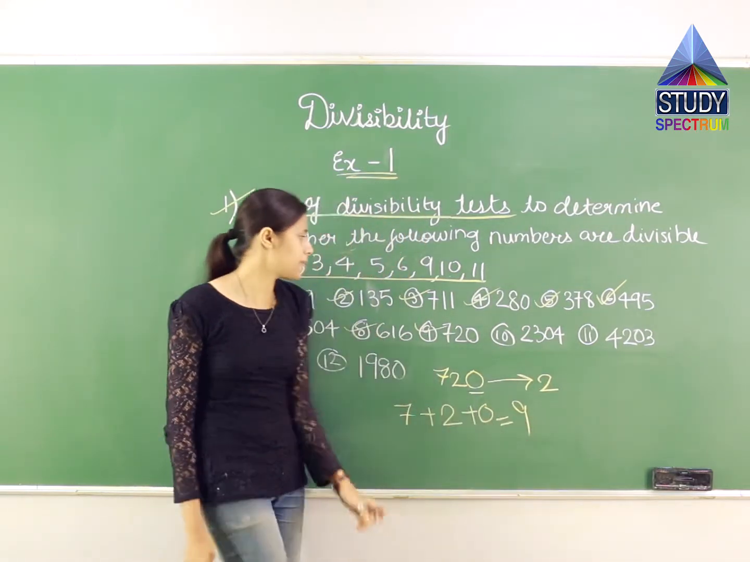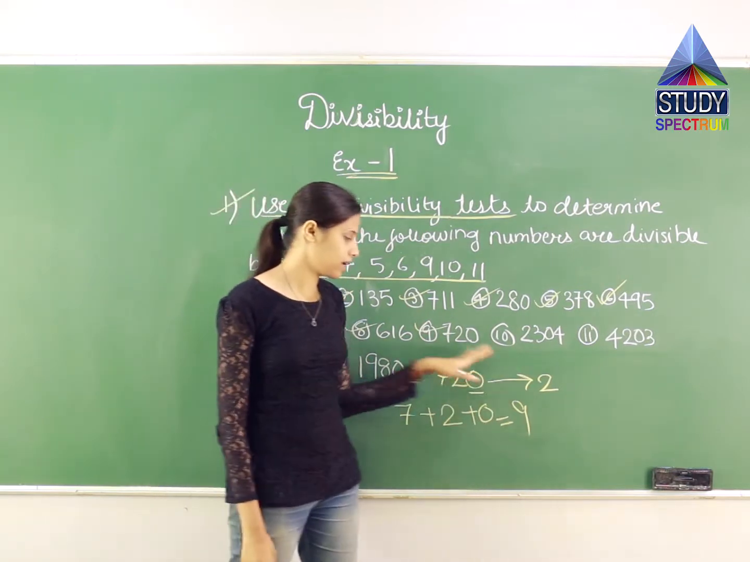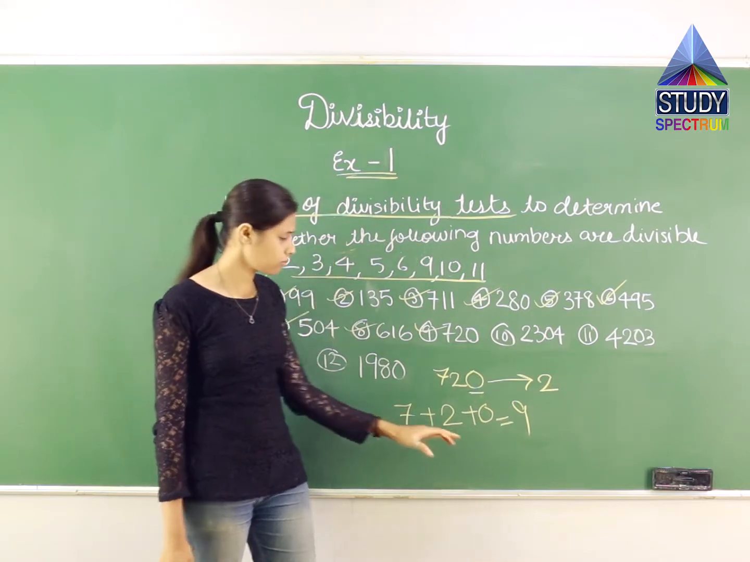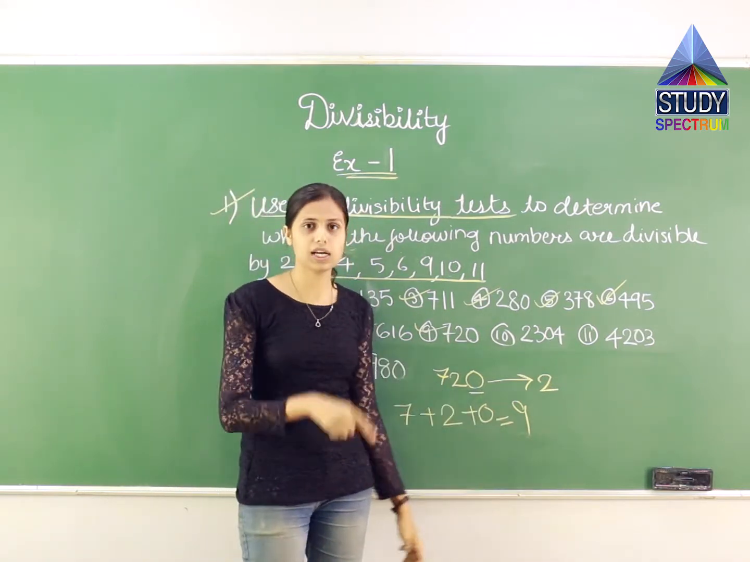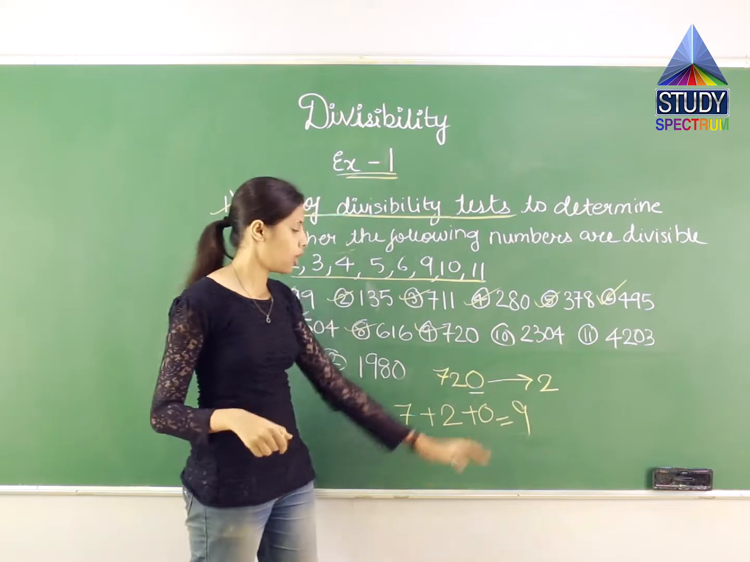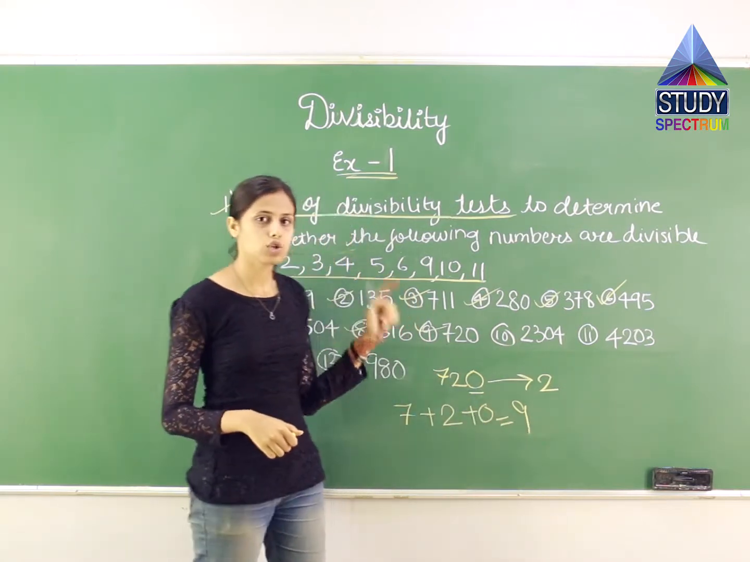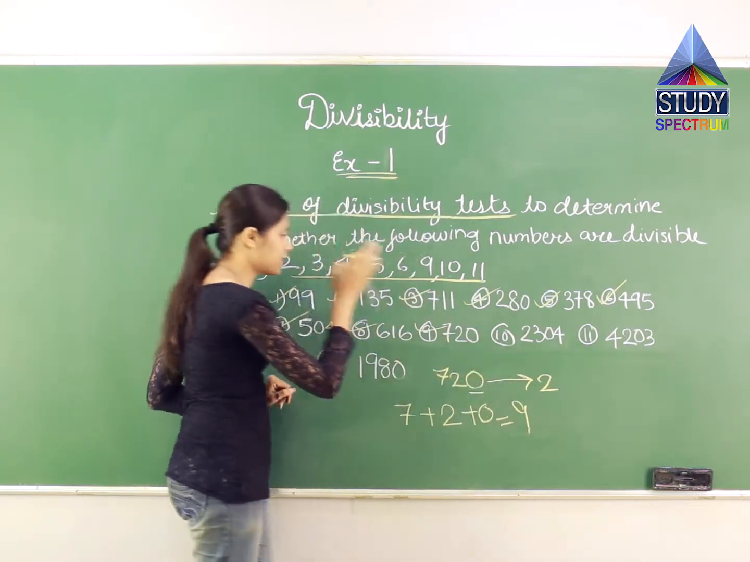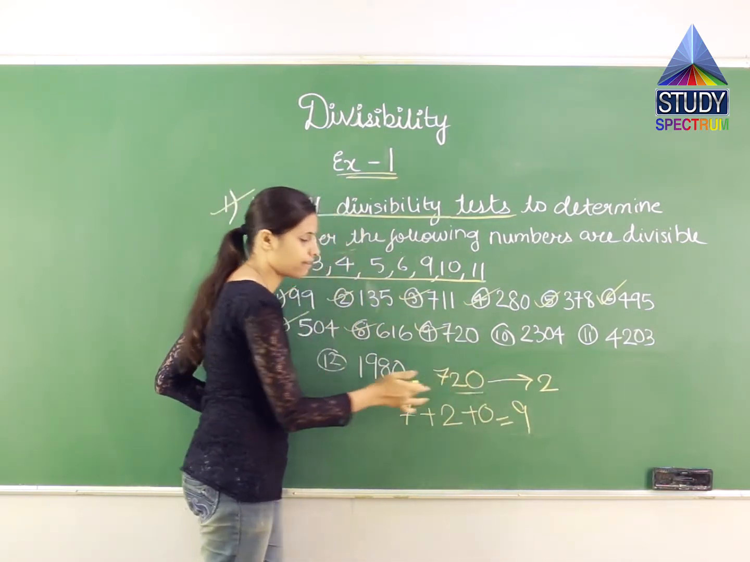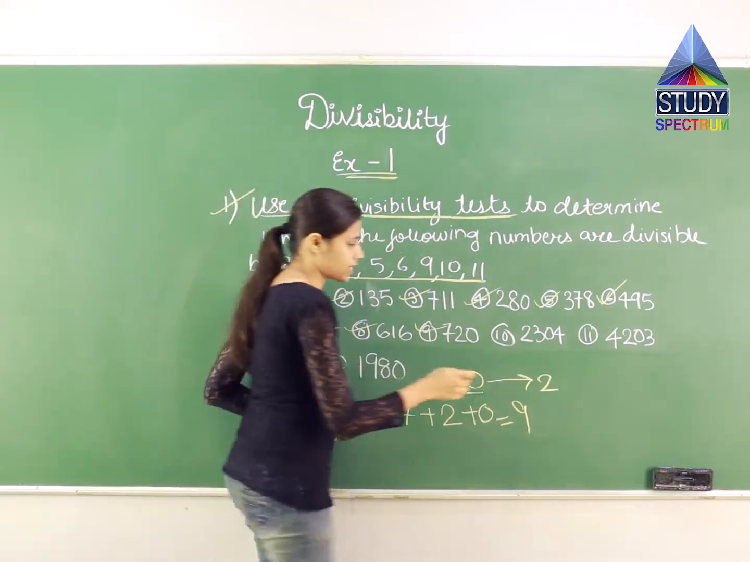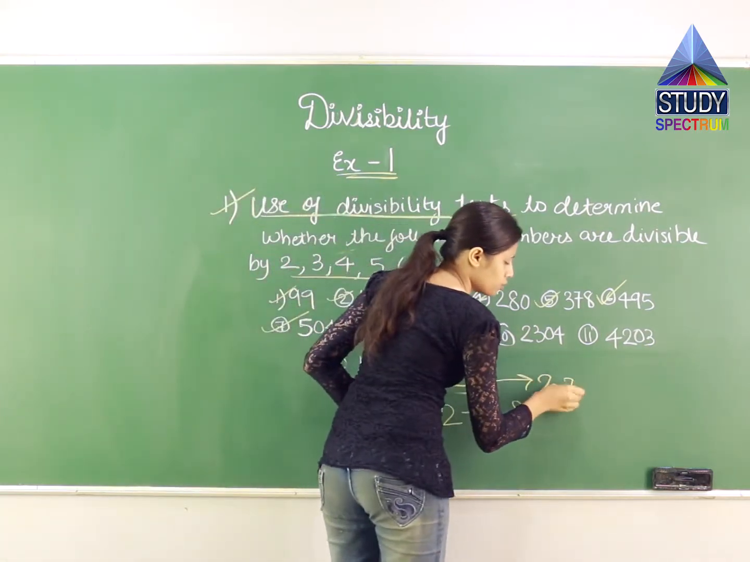If 9 is divisible by 3, then the entire number 720 will be divisible by 3. So 9, 3 ones are 3, 3 twos are 6, 3 threes are 9. Okay, I have 9, so 9 is divisible by 3. So I can say that if 9 is divisible by 3, then this entire number 720 will also be divisible by 3. So I will say this is divisible by 3 also.